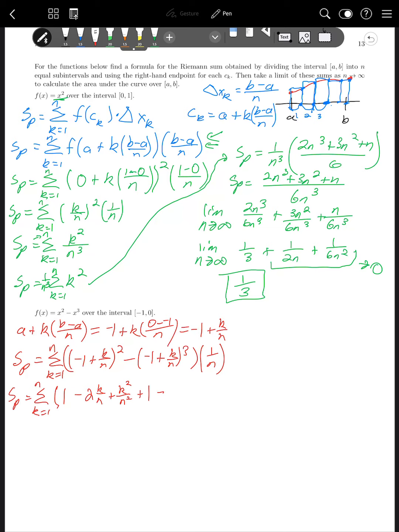Okay, and then we can combine like terms. So 1 plus 1 is 2. Negative 2k over n minus 3k over n is negative 5k over n. k squared over n squared plus 3k squared over n squared is 4k squared over n squared, minus k cubed over n cubed, times 1 over n. And now we can distribute the 1 over n.